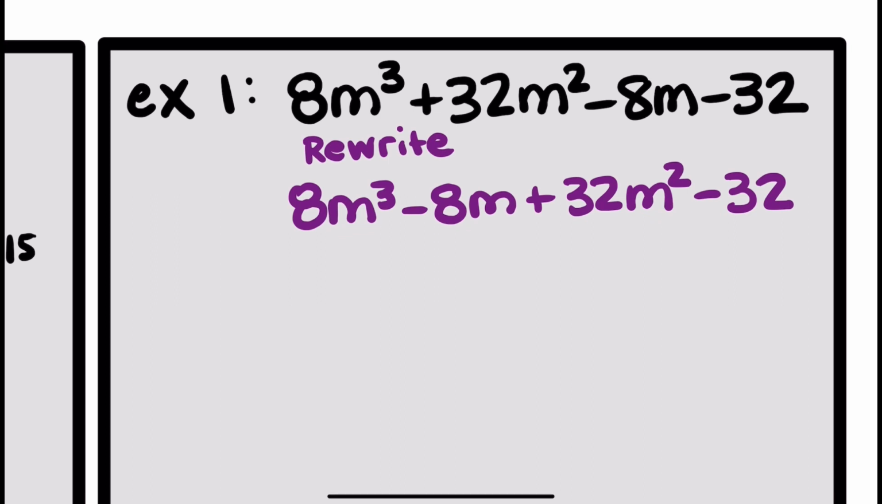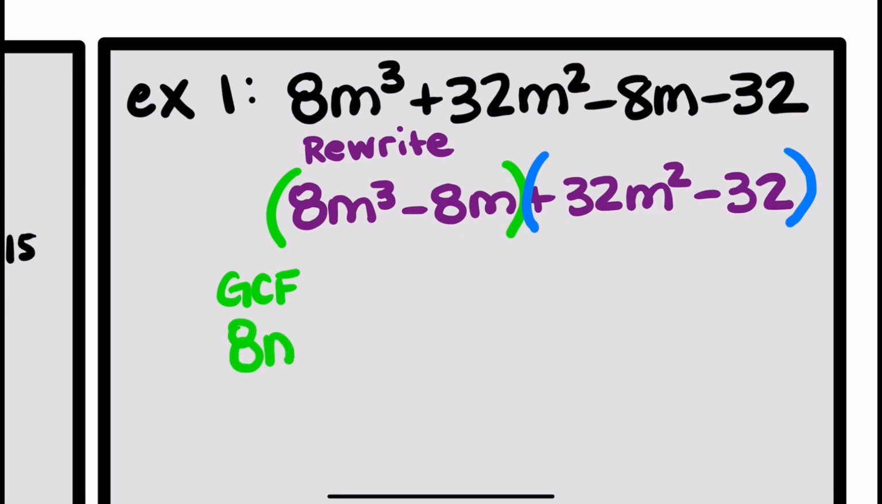So in the first group, we're just going to put parentheses around the first two terms. So you're going to create two groups. Since we have 4 terms here, you're going to put the first 2 terms in a group, and then you're going to put the second 2 terms in a group. So you can see here that I'm going to color coordinate to help you see what I'm doing. So I put the first 2 terms in a green group, and then I put the second 2 terms in a blue group. So now I'm going to find the GCF of the green group, which is 8m.